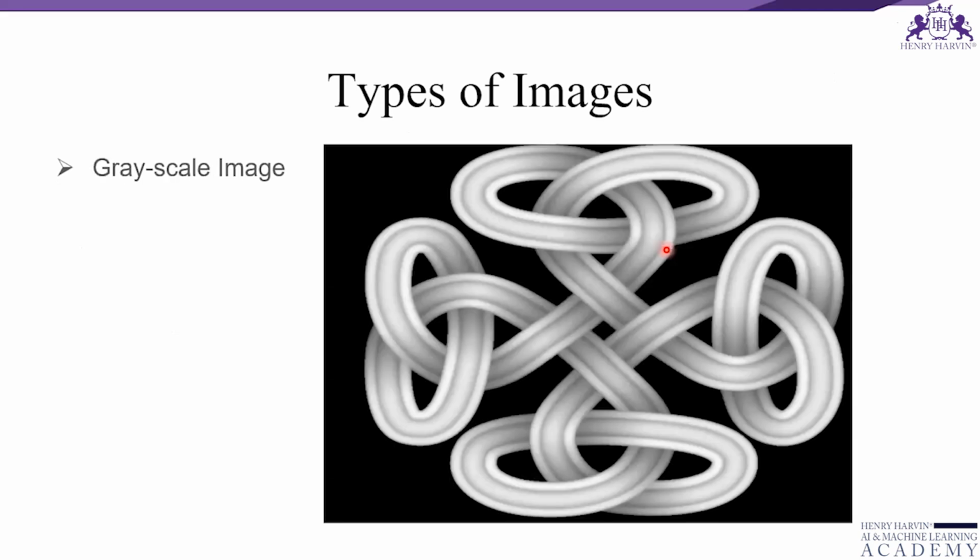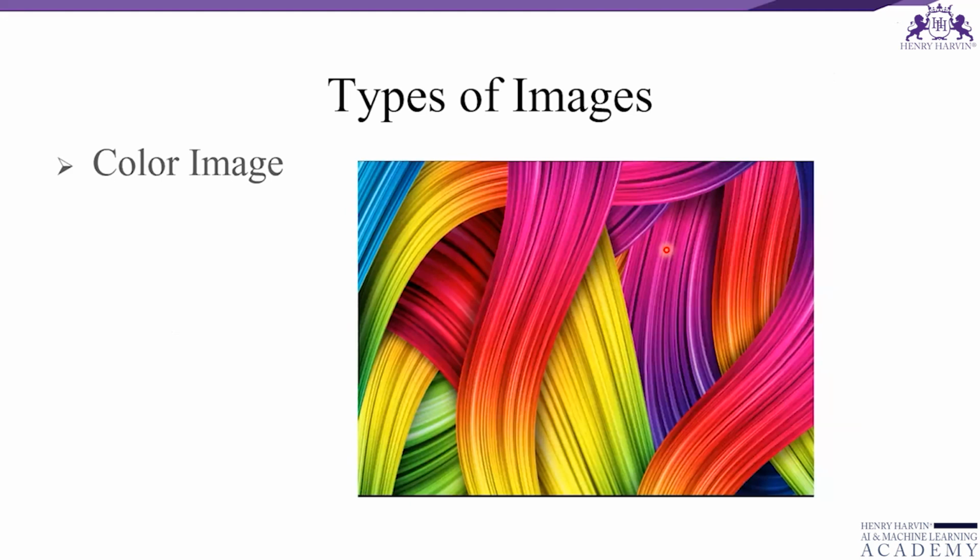Look at this. You can see several colors over here. It has black, white, and then some mixture of gray, right? So this is called a grayscale image. Now look at this, so beautiful it is, right? So it is a color image.